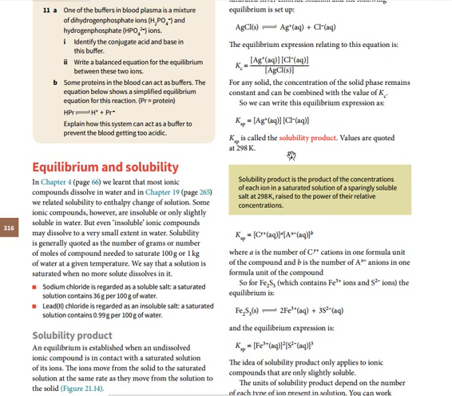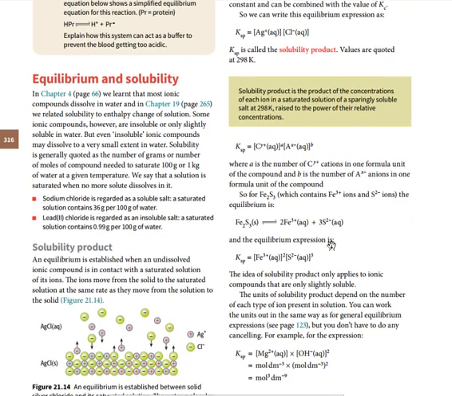Try to give the definition of the equilibrium constant: it is defined as the product of the products raised to the appropriate powers divided by the product of the reactants. But now we just say it is the product of the products at a temperature of 298 Kelvin for a sparingly soluble salt, as easy as that.